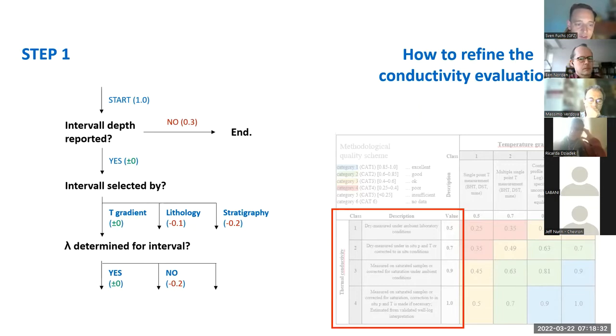And the third question we would like to put in front is whether the conductivity was determined specifically for this chosen interval, or whether you have transferred it from other intervals or other locations around. I think this is an important differentiation required.